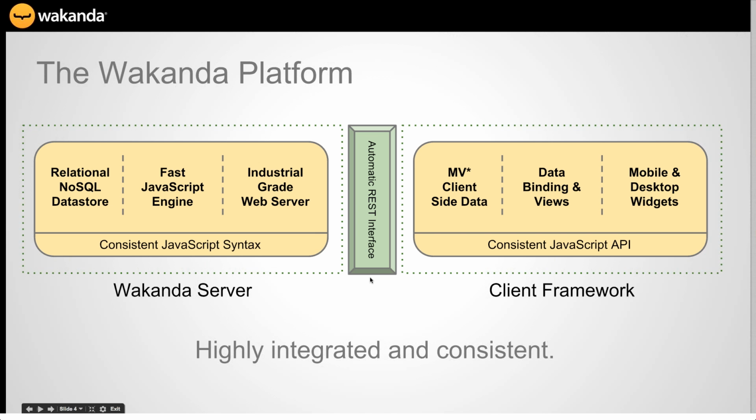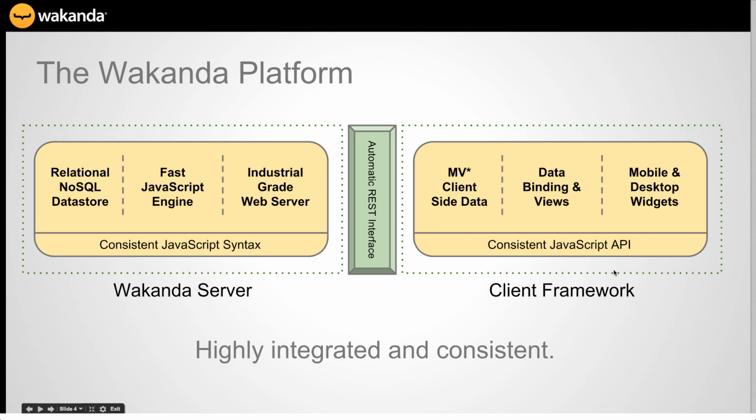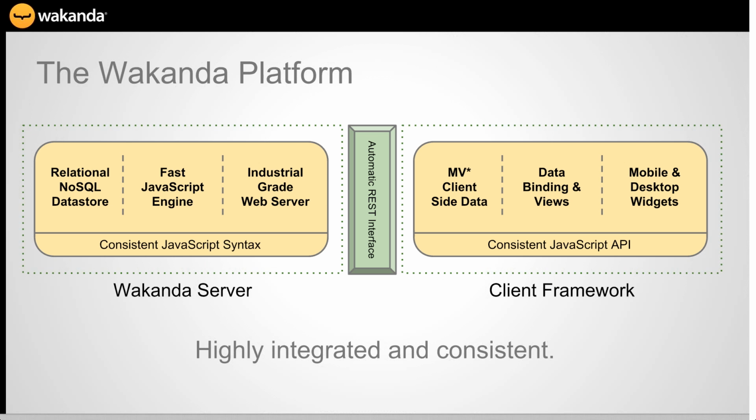Between the server and the browser, we have an automatic REST interface that's created. So when you build a model in our relational data store, there's a REST interface all stubbed out for you that you can utilize. And our client-side framework uses that REST interface out of the box. You can access it directly with other frameworks as well. But on the client side, we also offer a client-side data management system, which would be an MV star type setup, which offers data binding, different view helpers and functionality. And we also offer a full widget set for both mobile and desktop.